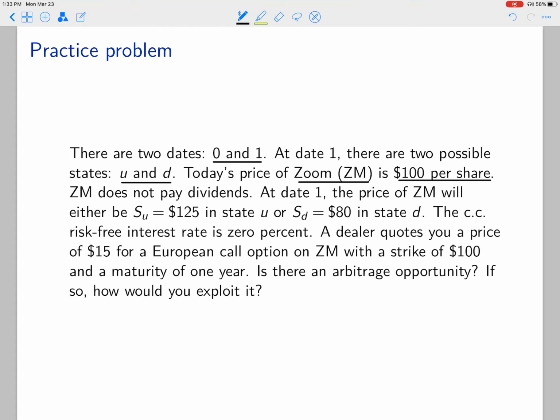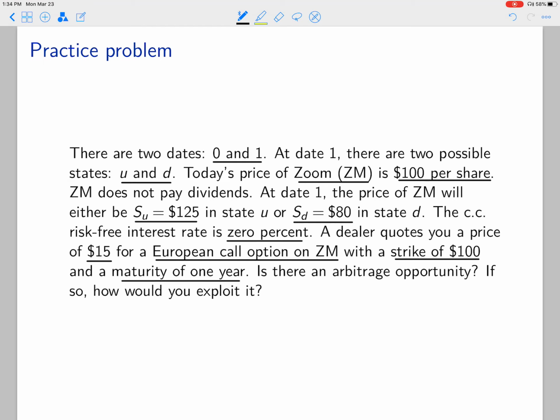At date 1, Zoom's payoff will depend on the state of the world. In the up state, the price will be S sub U equal to 125. In the down state, the price will be S sub D equal to 80. The continuously compounded risk-free rate is 0%. You're interested in European call options on Zoom. You go to a dealer, and he quotes you a price of $15 for a European call option on Zoom. That's at the money. It has a strike of 100 and a maturity of 1 year.